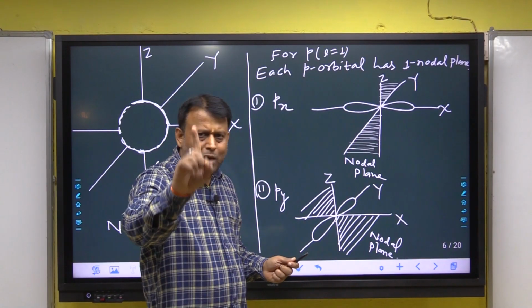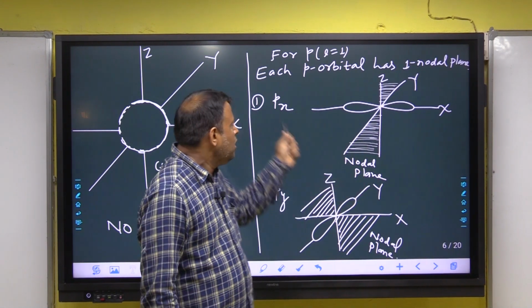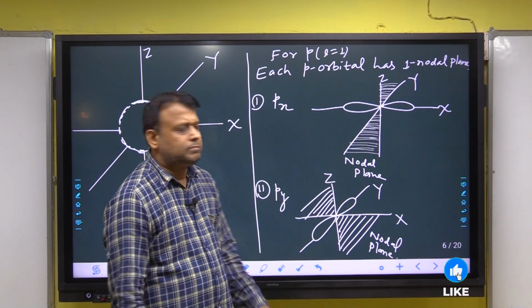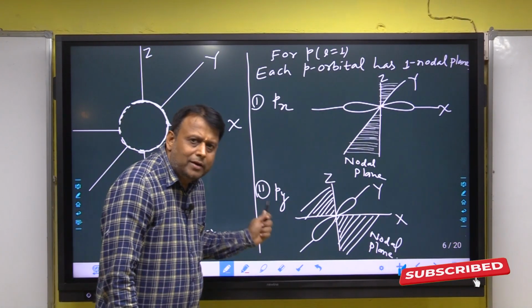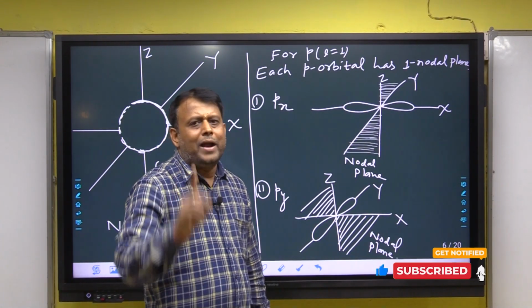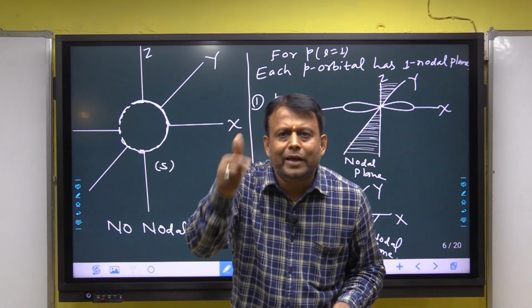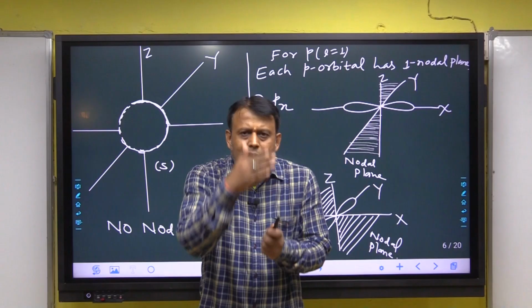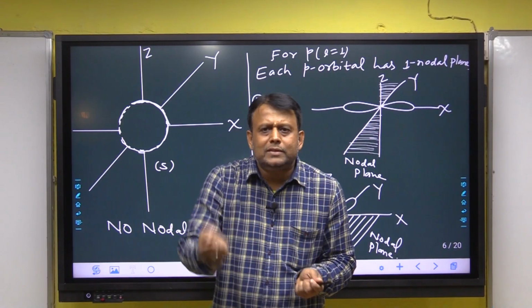Number of plane is 1 and name of plane is yz, and yz plane is the nodal plane for px orbital. Now, number 2, py orbital. And py orbital means the dumbbell lies on the y-axis.